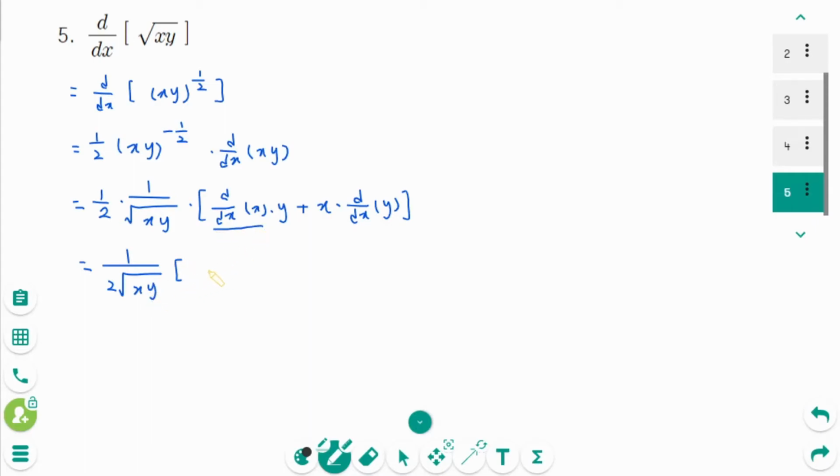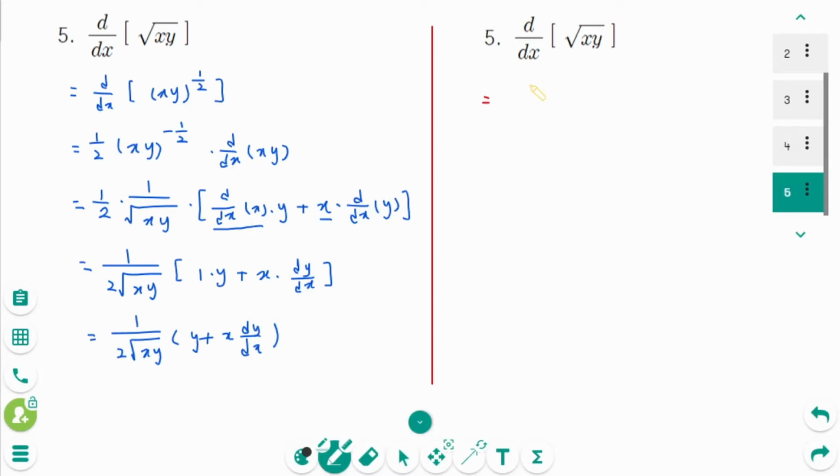Then the first one is 1. Then keep the second one plus keep the first one. The second one is just dy dx. The final answer is 1 over 2 square root of xy, times y plus x times dy dx.